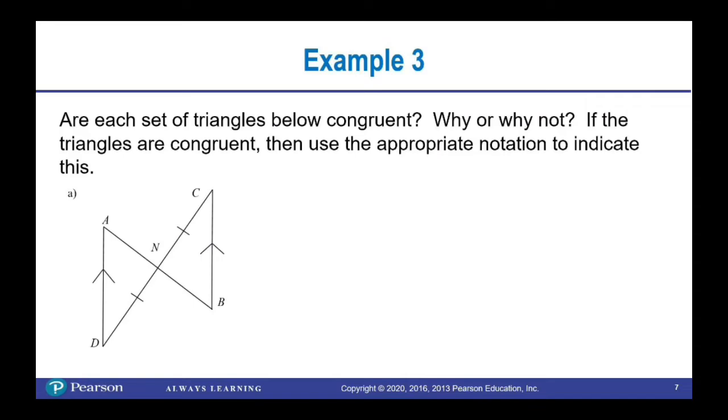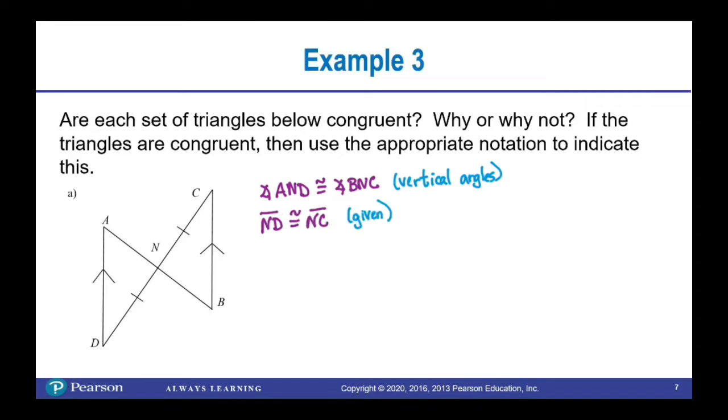Look at example 3. We want to know, are our triangles congruent? Why or why not? And if they are, we're going to use the appropriate notation. So again, let's start thinking about the pieces of information that we know. Well, first, I know that angle AND is congruent to angle BNC. These are vertical angles. Then side ND is congruent to side NC. That's given by the hash mark.